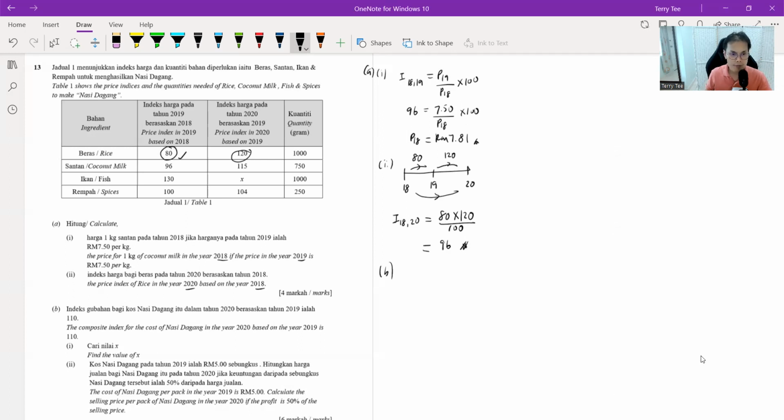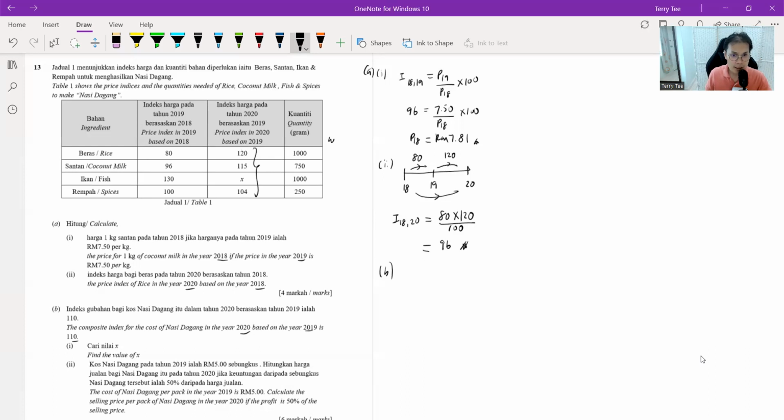The composite index for the cost of nasi dagang in 2020 based on 2019 is 110. Find a value of x. Okay, 2020 based on 19 means we have to use this list here. But by the way, we need to identify what's the weightage. The weightage will be based on the quantity here. Can you see any additional information given usually represent the weightage?